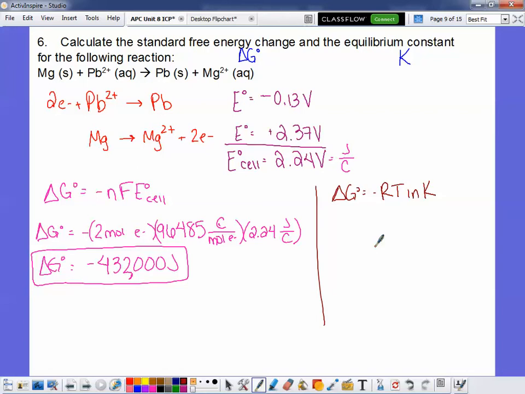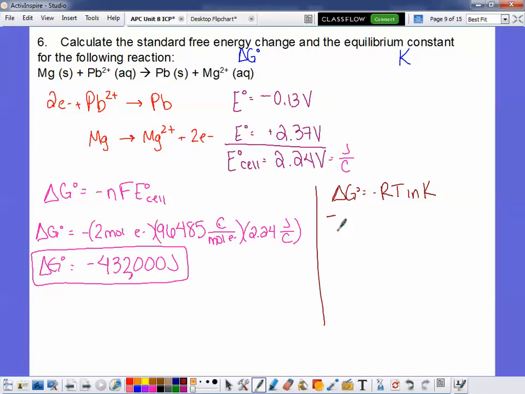Negative RT ln of K. That's old hat, we've done that before. So plug it in. Remember, for delta G in that equation, you need delta G in joules, because the R that you use has joules. That was a common mistake I saw on the Unit 7 test and the Unit 7 group quiz, which I have graded. We'll go over them at some point.